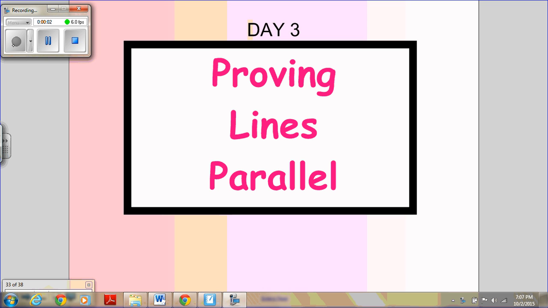Unit 3, Day 3 notes. Today we're going to be talking about proving lines are parallel. Last class we talked about how the angle pairs were either congruent or supplementary.